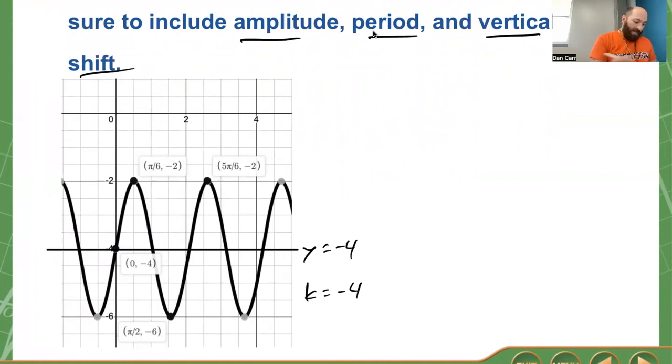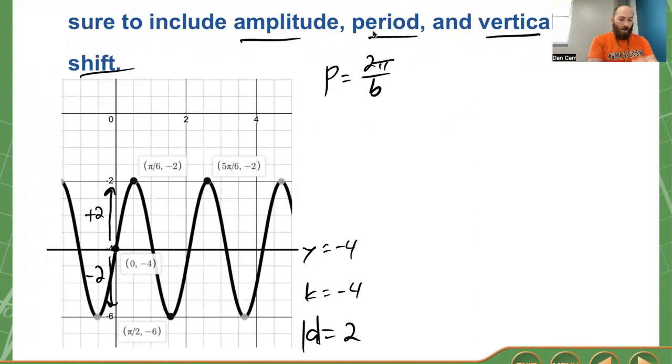Okay. Then I can look at my amplitude. Going from here, going up, it's going up 2 and down 2. So that means my amplitude A is equal to 2, or I should say the absolute value of that. Okay, so I've got my amplitude and I've got my vertical shift. Now we just need to know the period number, because as a reminder, this is how we used our period. If we know the period or we know the B value, we can figure out the period from there. But we're going to go backwards. We're going to represent the period and then use that to find the B value.